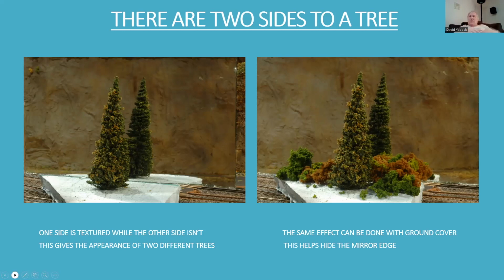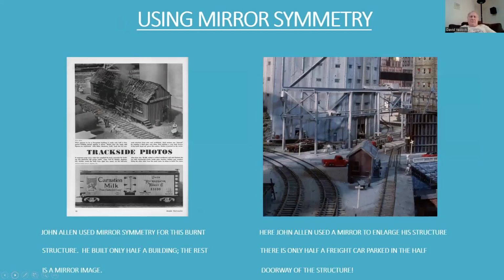Now let's go into mirror symmetry. I pulled up two famous photos from John Allen because he really did a good job on these. Considering the time frame he was working in, early on with model railroading, he was a true master with this technique.